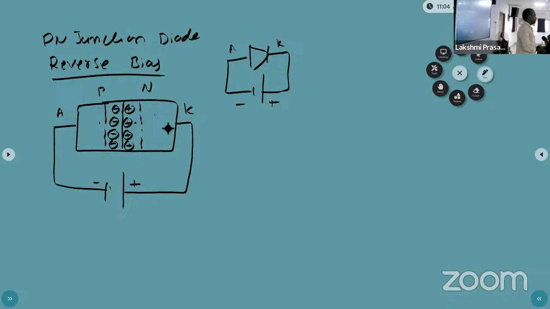Now this N-type semiconductor has charge carriers that are negative. Then what will happen? The positive terminal of the battery is attracting the negative charge carriers. So these carriers, electrons, are moving in this direction, and holes are moving in this direction. I will take the hole as positive, and e minus means electron. Okay, so the electrons are moving. Now what will happen in the junction? Junction width increases.